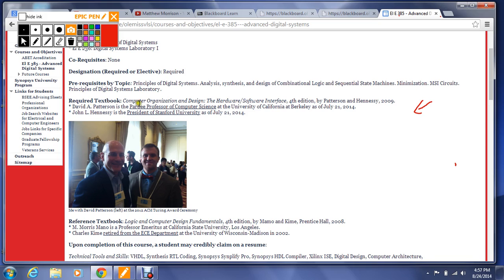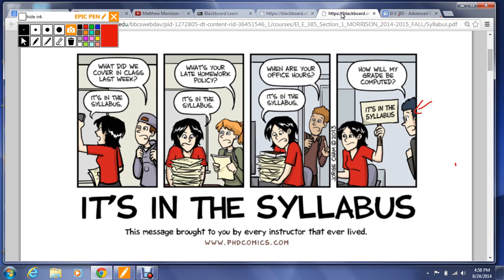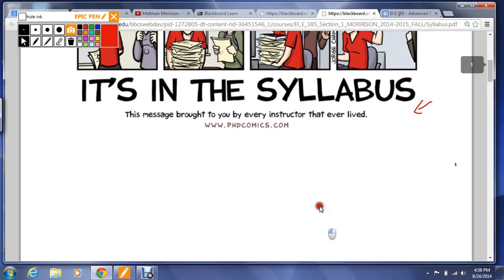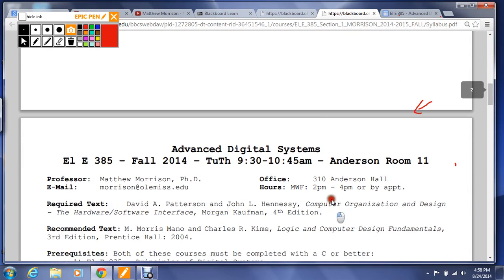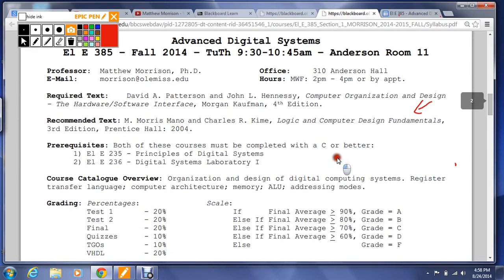So you can click on the links I've provided if you want to look into their backgrounds and learn more about them. This thing we're going to be learning called MIPS, multiprocessing without interlocked pipeline stages, is very fundamental in advanced digital systems and computer systems in general. So that is the textbook.